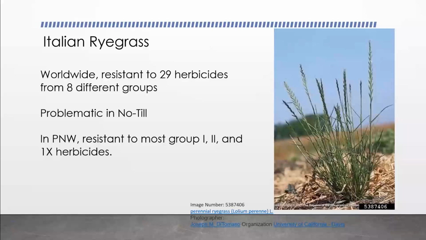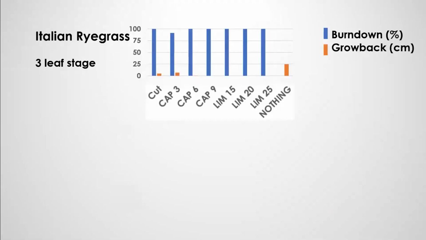Italian ryegrass was added to the study after farmer concern for weed biotypes becoming resistant to several of their herbicide modes of action, including lipid synthase inhibitors and amino acid synthesis inhibitors like glyphosate. Most of the next generation active ingredients were able to kill very young grasses.